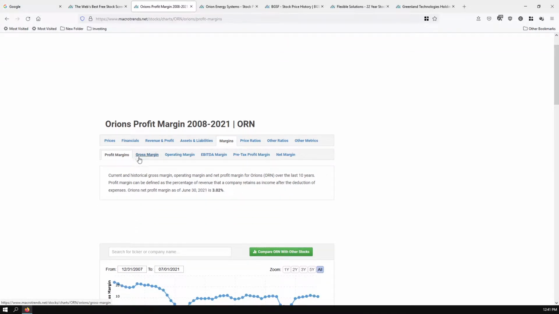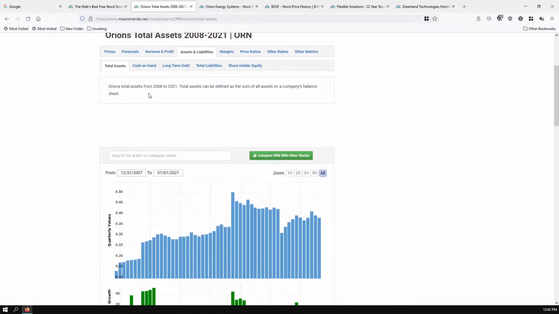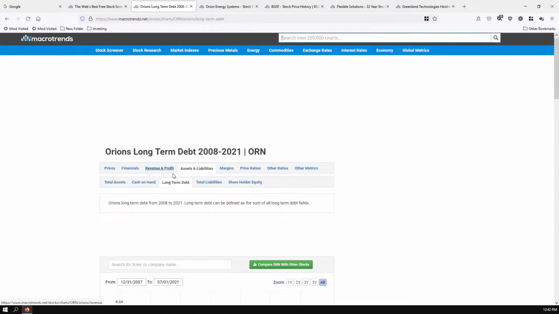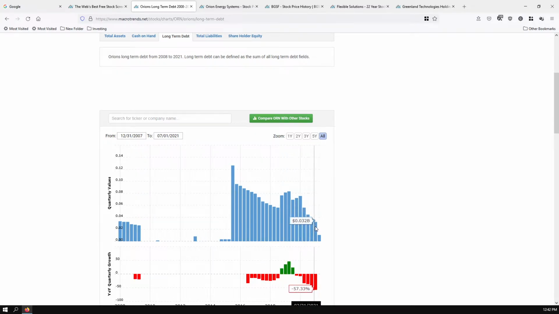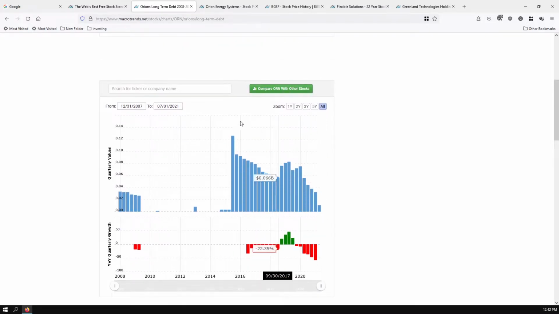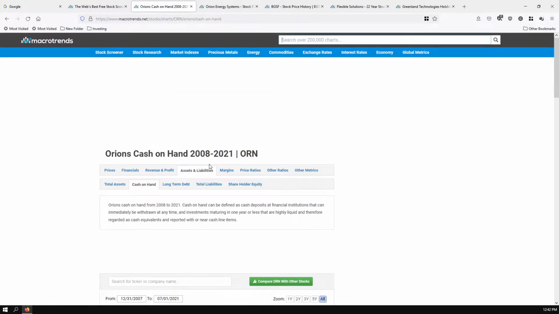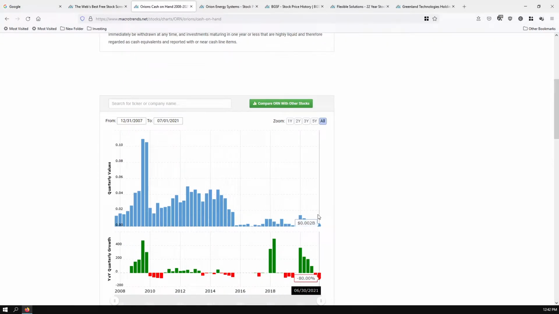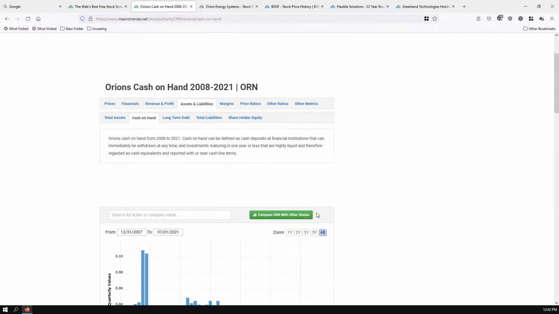So after I look at the profit margins, then I'll go to the assets and liabilities. I want to look at the long-term debt, see how risky the stock is. And you can see that they're paying off their debt over time. Currently have 10 million in debt. Look at their cash on hand. They have more debt than cash on hand.